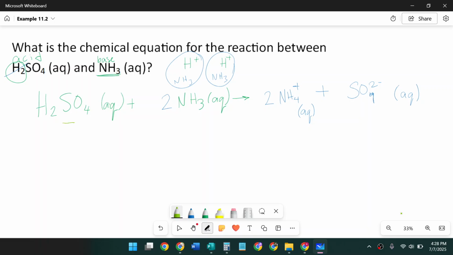We have 1 S here and 1 S here. We have 4 oxygen here, and we have 4 oxygen here. We have 2 N's here and 2 N's here, and then we already counted the hydrogen: 2 plus 6 makes 8, and we have 8. So this is balanced, and this is finished, and that's the answer to the question.